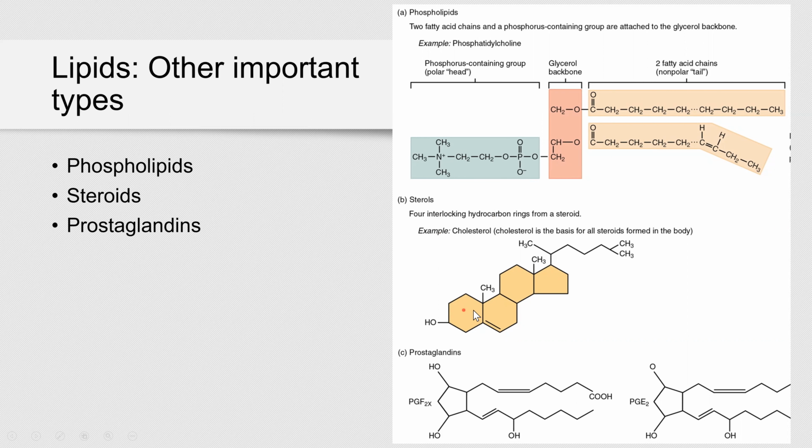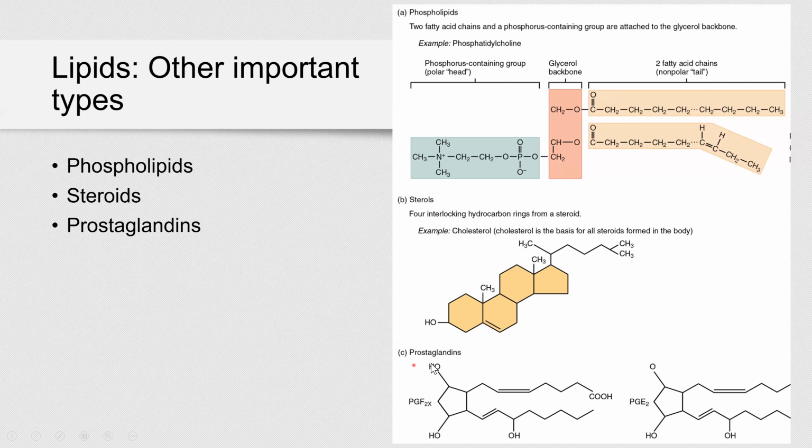Another example of lipids is steroids. Steroids have these four rings and then some tails attached. This is an example of cholesterol. Cholesterol is the basis for all steroids formed in your body. And you do need steroids. Even though the word steroid sounds a little bit scary, some hormones like testosterone and estrogen are steroid hormones, and they're essential for your well-being. They are all synthesized from cholesterol.